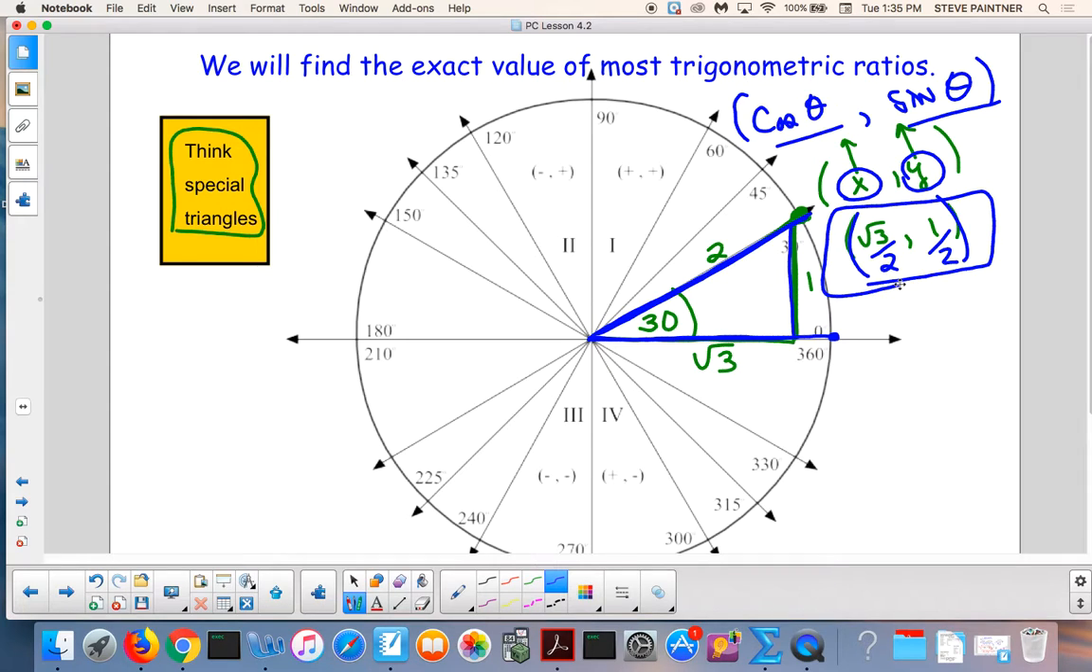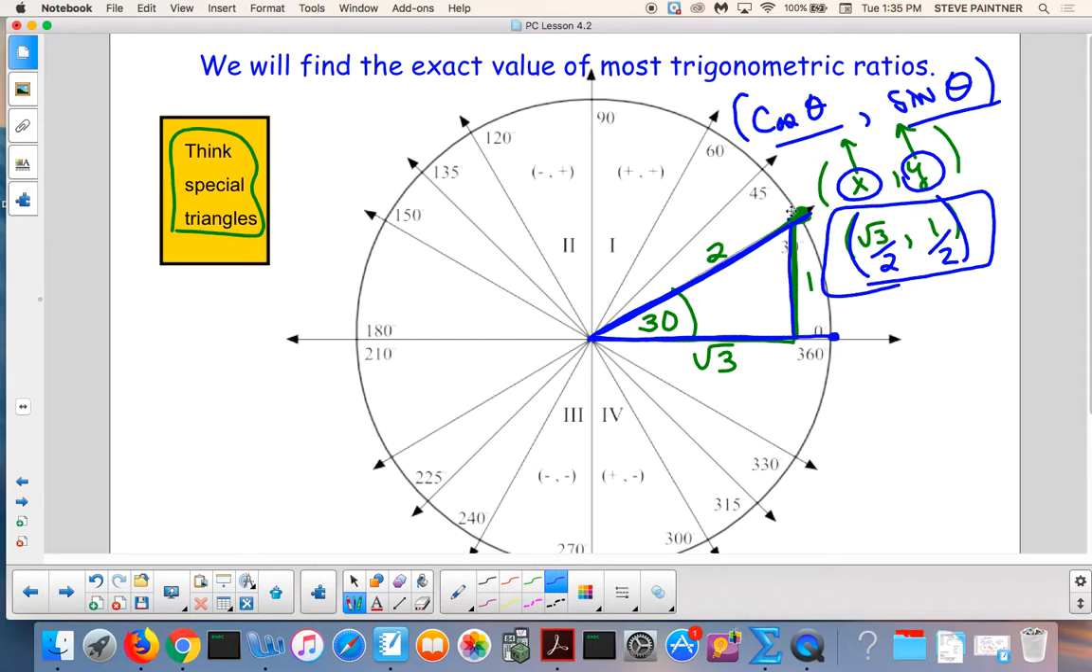Now, period 5 wanted me to work with the number 1 right here, and I said that gets messy. And some of them said, I want to do it that way. And I said, fine, do it that way. Use this as a 1. This would be a half. And this would be half square root of 3. But I think that's messy.